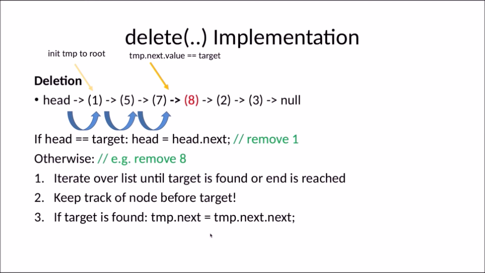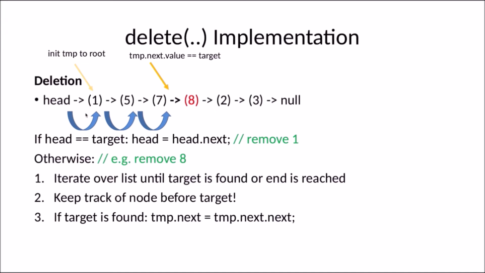Now the delete operation. So how can we implement delete? Like I said earlier, when we delete, we need to keep track of the previous node of the node that we want to delete. Now let's say we want to delete 8. So we have to traverse the list, but while we're traversing, we have to keep track of the previous node. So initially, I have a temporary pointer that points to the head node, which is 1.